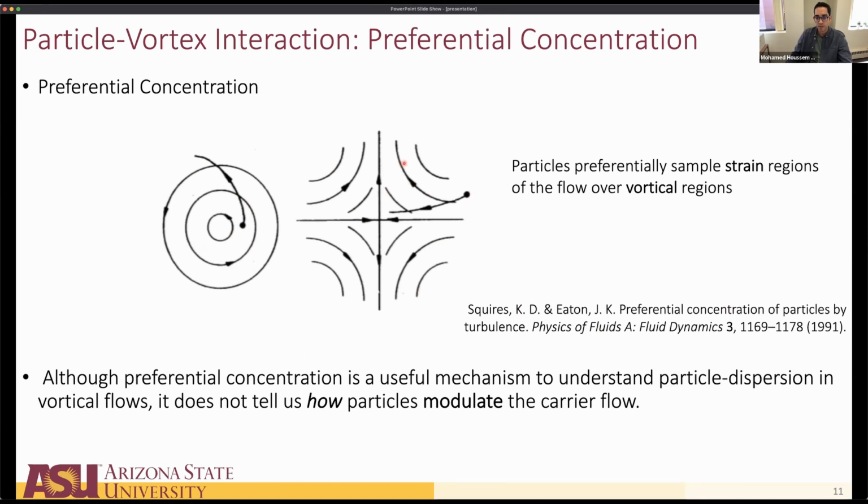Now, this is great, and it's a very useful approach, especially in one-way coupled flows. But what it doesn't tell us is how this particle motion, or migration, results in a modulation of the carrier flow. So that's what I'm interested in answering. And this is perhaps going to tell us how turbulence is dissipated or reduced by particles.